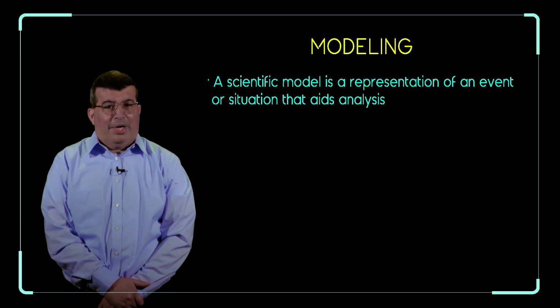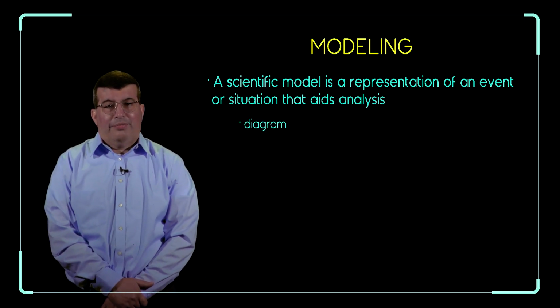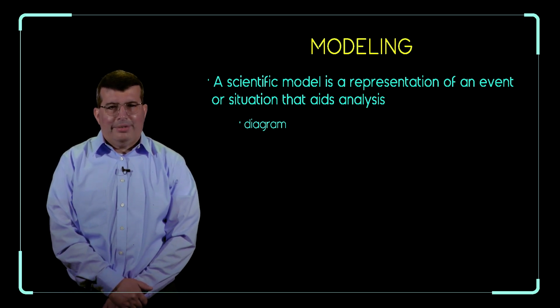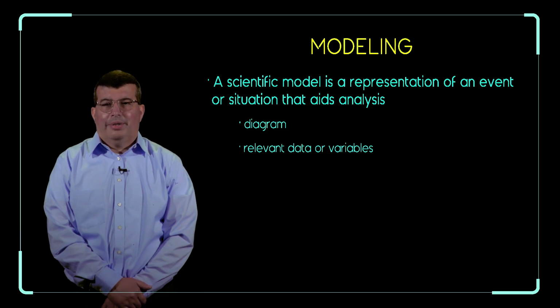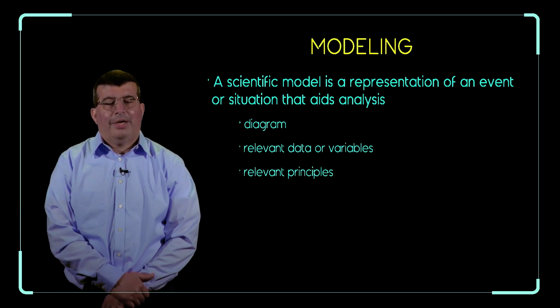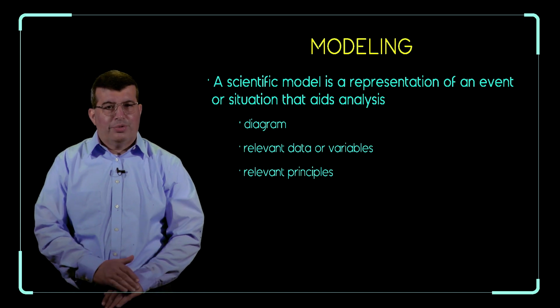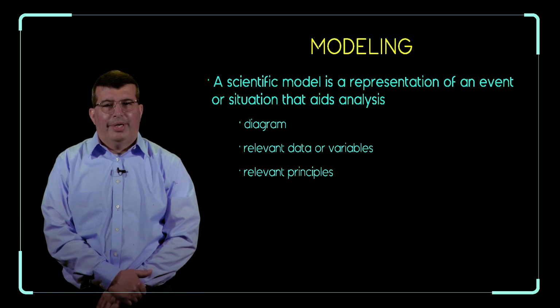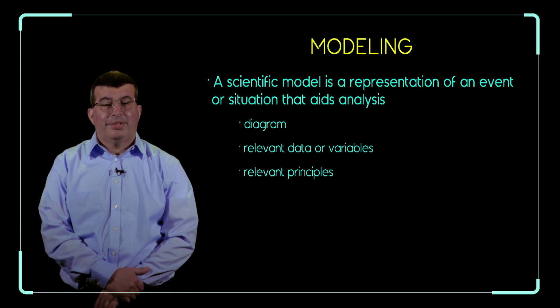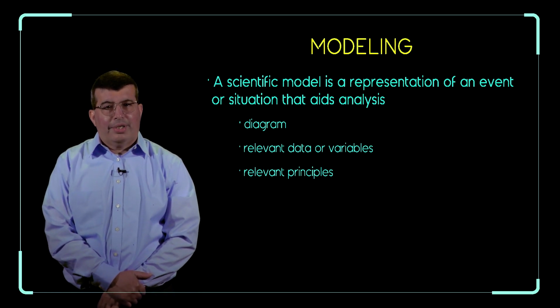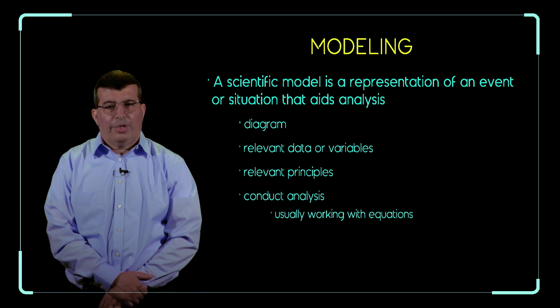A scientific model often starts with a diagram of the situation. Then you'll write down all of the relevant data or variables, and then you'll write down the relevant principle. Now this is one place where you really have to understand the principle so that you know which ones are relevant. So this is where you apply your science, is picking out the relevant principles. Once you've done that, then you conduct the analysis, and that usually means working with equations.